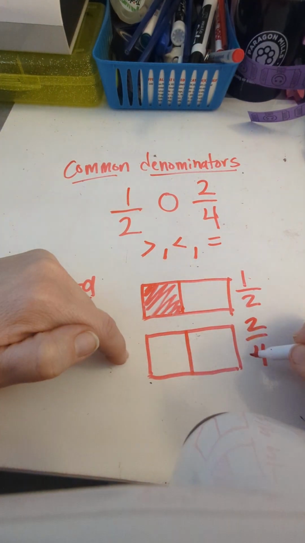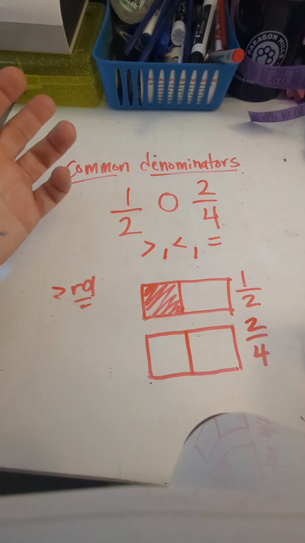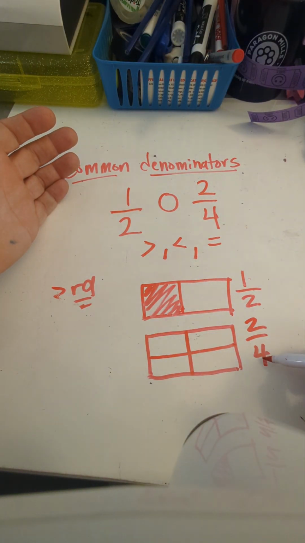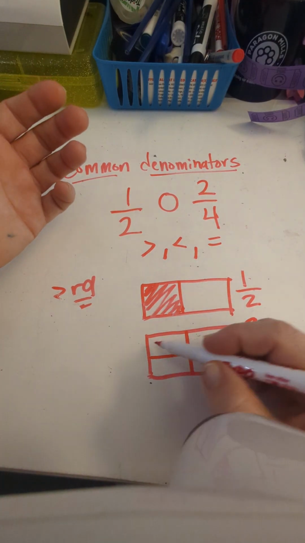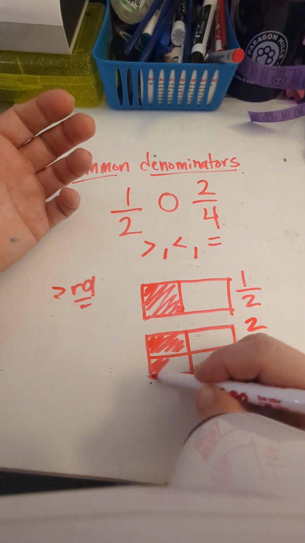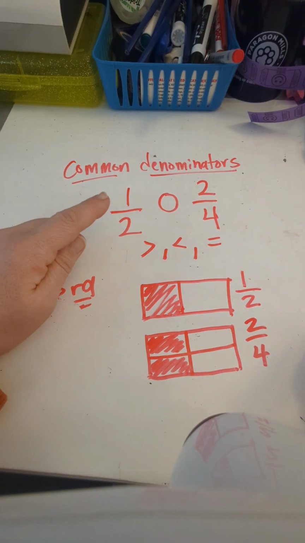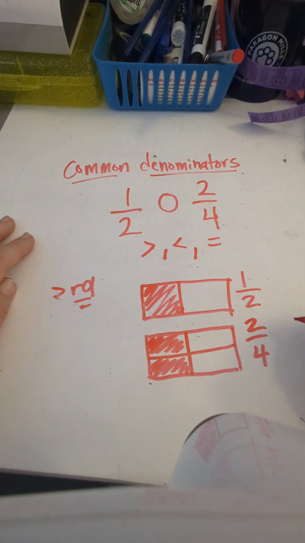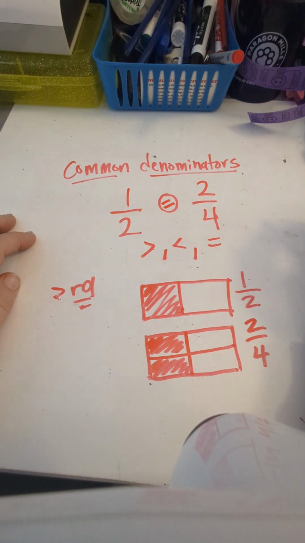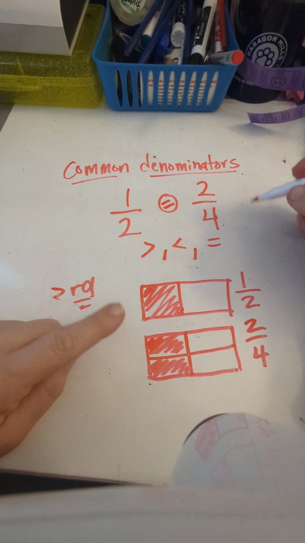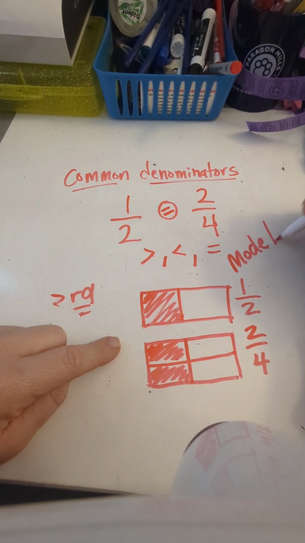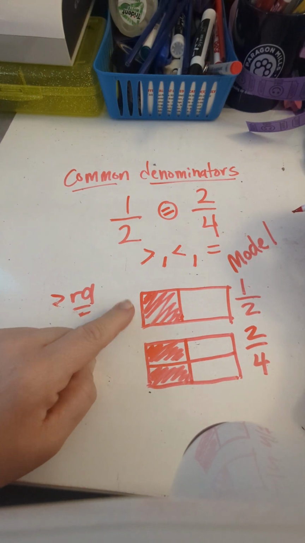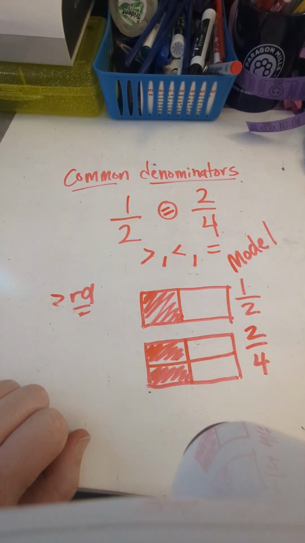Now, can I change this and partition to make it 4? Yes, I can add a partition here. Now I have 4 total pieces. Then we want to shade in a similar portion. So is 1/2 greater than, less than, or equal to 2/4? It is equal to. This is using a model. This is not finding common denominators, but this shows us the math on how to find a common denominator.